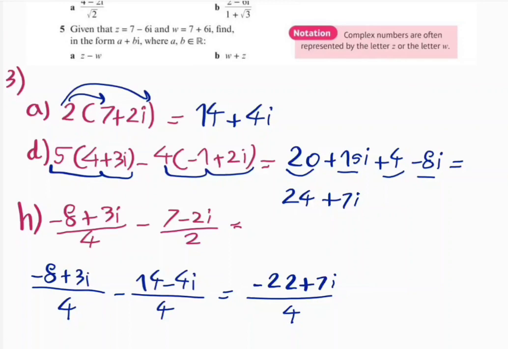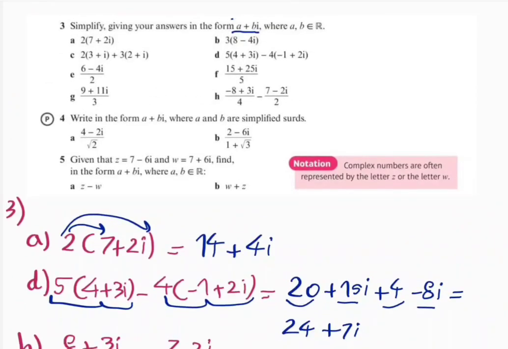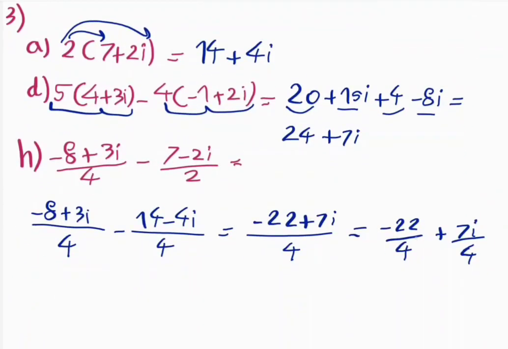Now we can simplify this and write this in this form: minus 22 over 4 plus 7i over 4. Remember that the question wants us to give the answer in this form. So now the answer is in that form. Of course, we can simplify the first fraction and divide top and bottom by 2 so that we get minus 11 over 2 plus 7i over 4.